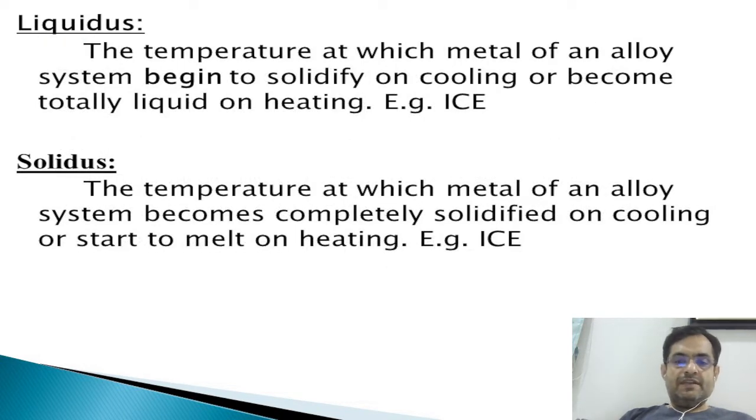So here we have to understand what is the meaning of liquidus temperature and solidus temperature. Liquidus temperature is the temperature at which metal of an alloy system begins to solidify on cooling or becomes totally liquid on heating. Example, ice. Solidus temperature is the temperature at which metal of an alloy becomes completely solidified on cooling or starts to melt on heating.